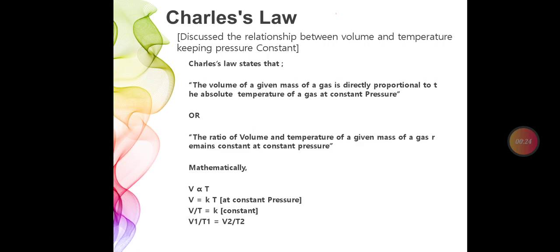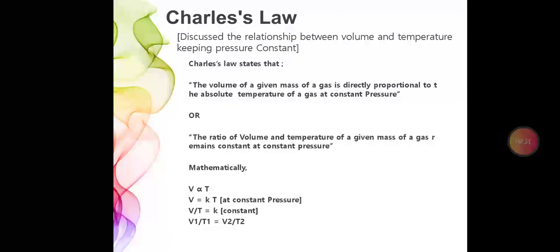Charles' law states that the volume of a given mass of a gas is directly proportional to the absolute temperature of a gas at constant pressure, or the ratio of volume and temperature of a given mass of a gas remains constant at constant pressure. So this time we are going to deal with the ratio of volume and temperature.